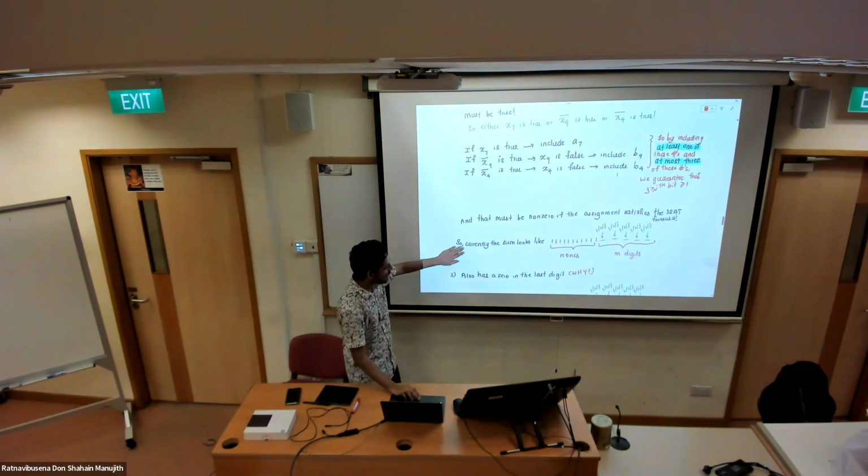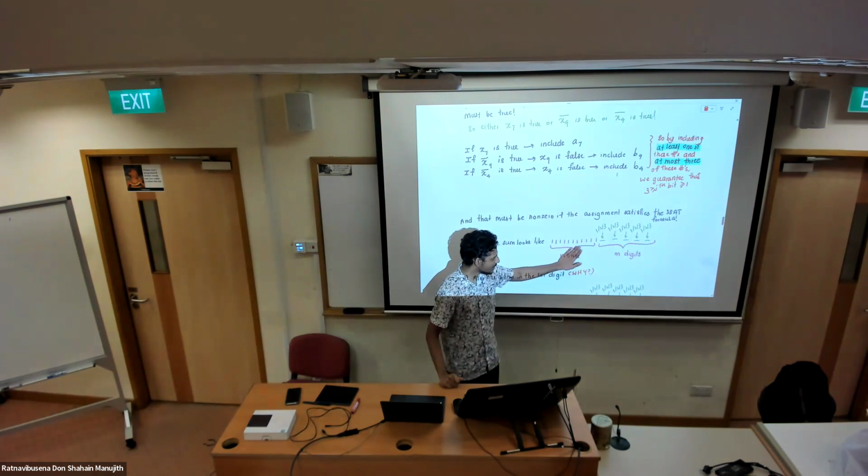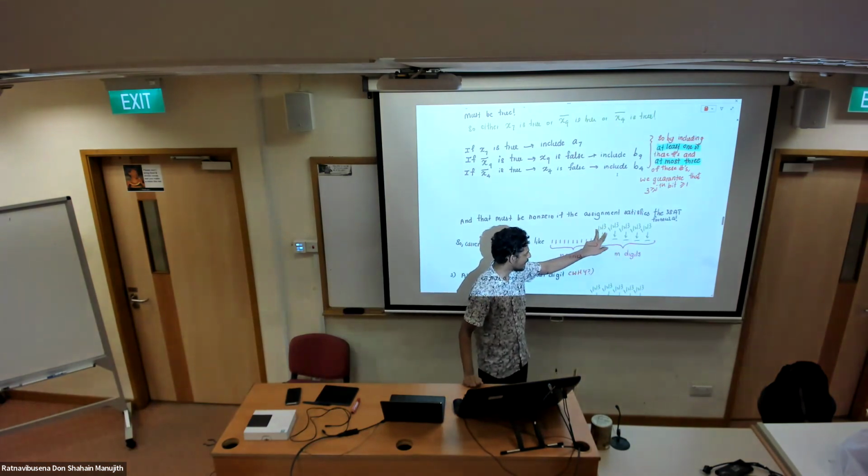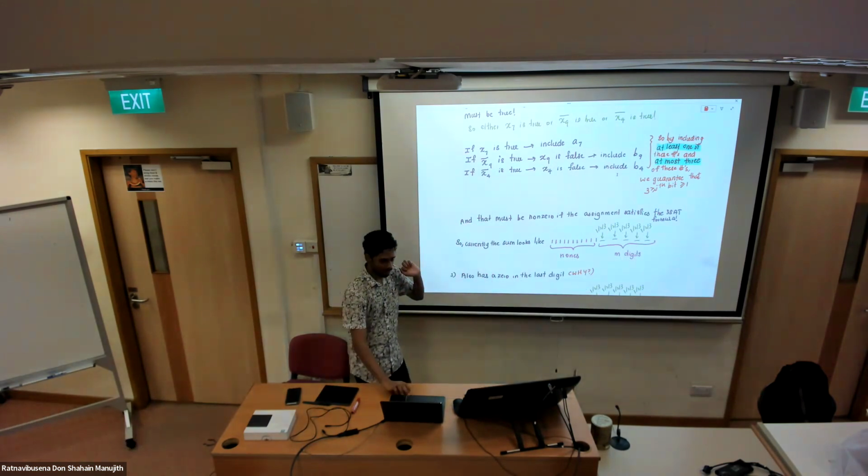So currently the sum looks like this. You have n ones and m digits, and all these m digits are either 1, 2, 3, 1, 2, 3, 1, 2, 3, 1, 2, 3.